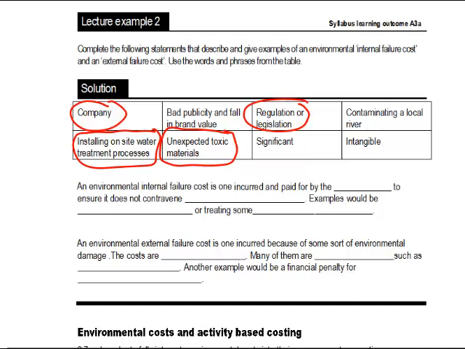An environmental external failure cost is one incurred because of some sort of environmental damage. The costs are significant. Many of them are intangible, such as bad publicity and fall in brand value. Another example would be a financial penalty or contaminating a local river. So that gives you an example of external and also internal, and quite good at actually looking at some of the wider implications. For example, intangible aspects, so the damage to a company's reputation that might occur because of environmental damage. So that's a really important point.